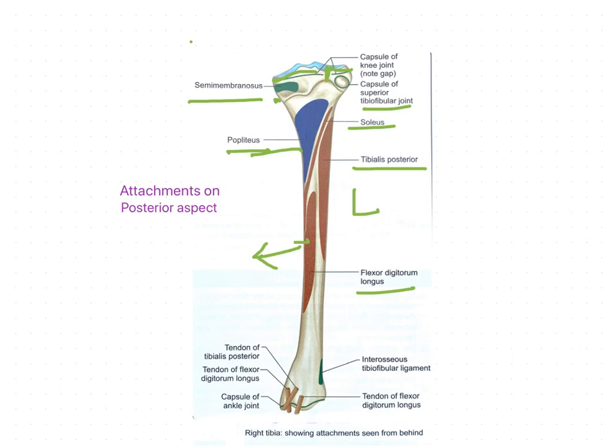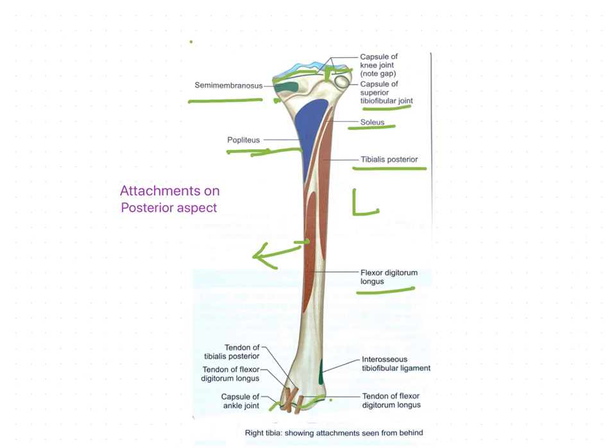Now we will see the lower end. This lower end gives attachment to a capsular ligament, that is the capsule of the ankle joint, around the articular surface of the lower end of the tibia. That green color you can find here.